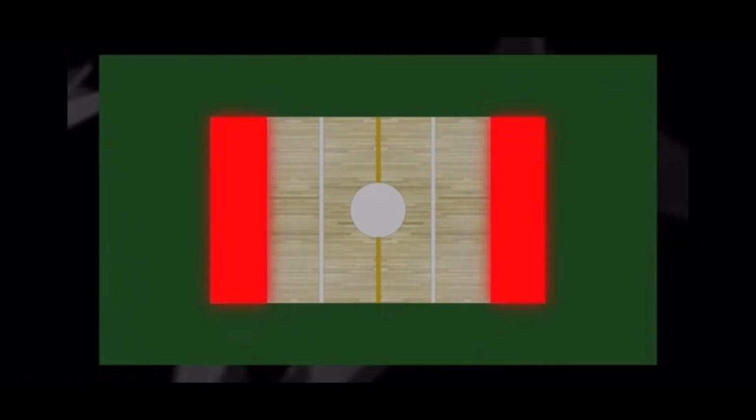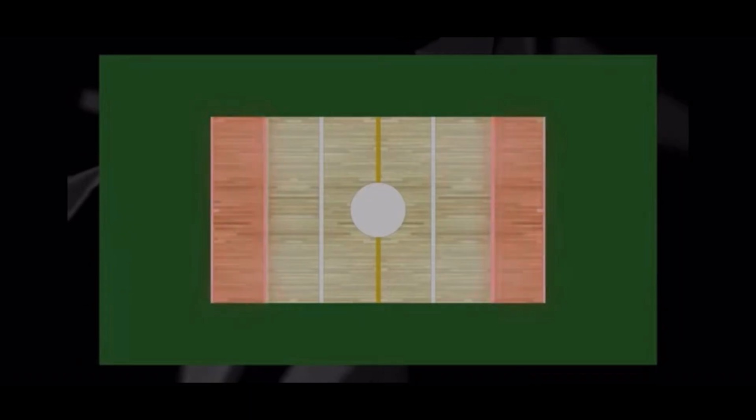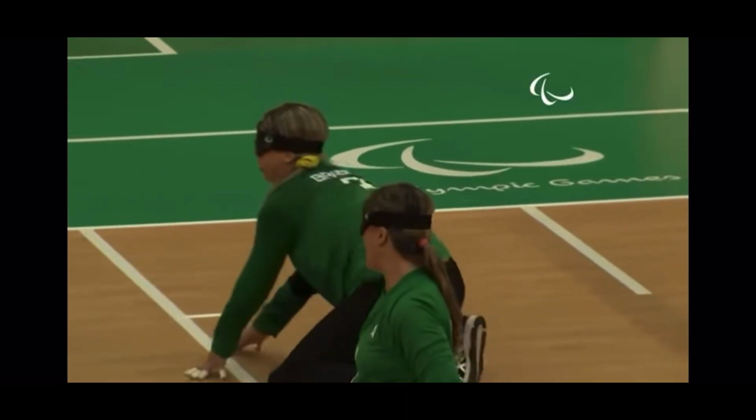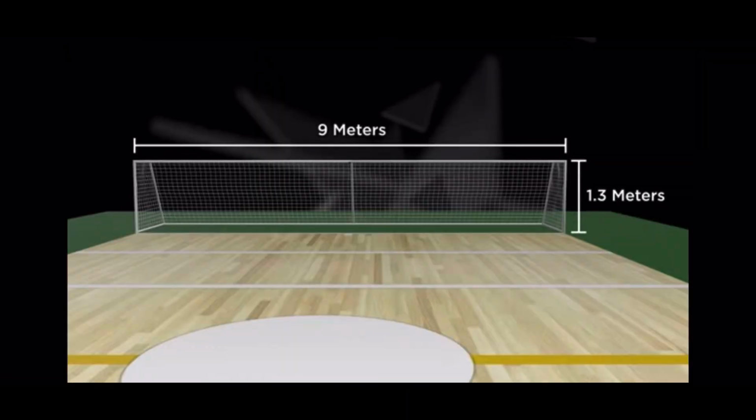The orientation area is closest to the goal and is used to defend and shoot on the opposing net. The landing area is the section between the neutral area and the orientation area and is used for determining a legal shot. All lines on the court are marked by tactile tape. The nets are 1.3 meters high and run the full 9-meter width of the court.